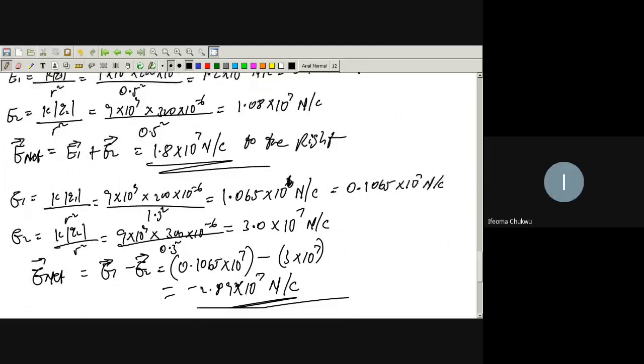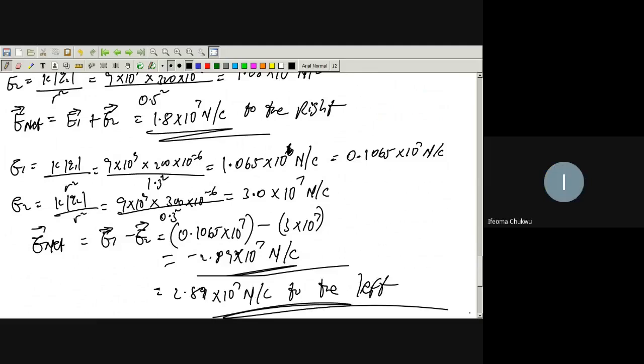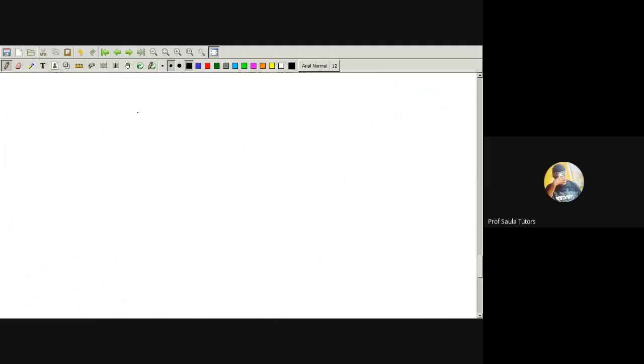So if you remove the minus, just say to the left. So it's 2.89 times 10 to the power of 7 Newton per coulomb to the left. To the left. Good. That's our answer. So that's that for that. I'll send an assignment to you.